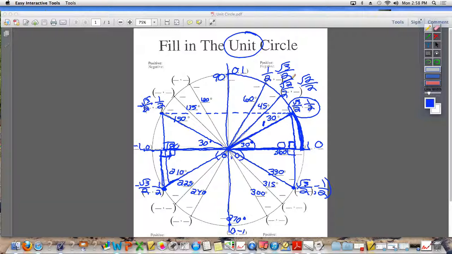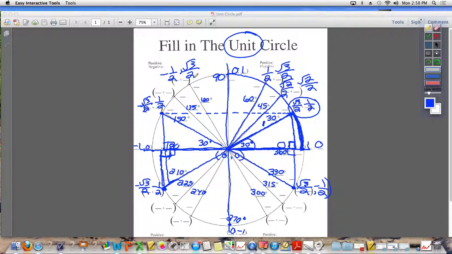Cosine of 120. Do it. What do you get? This is going to be that negative half. You get negative 0.5, right? Negative 1/2. What about the y value? Find the y value. What do you do? Sine of 120. What is it? Square root of 3 over 2.